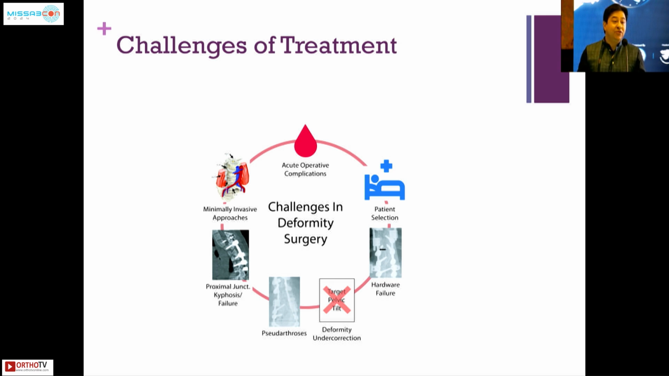And even if you do a good approach like Sham showed, there are problems with those approaches. There are problems with anterior approaches. There are problems with lateral approaches. They do come with their own problems.